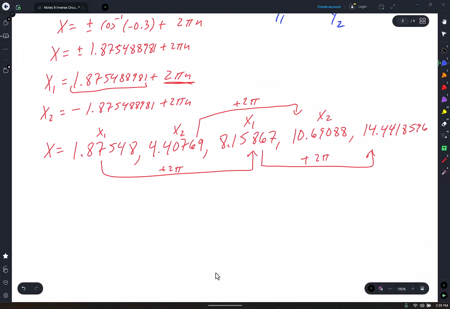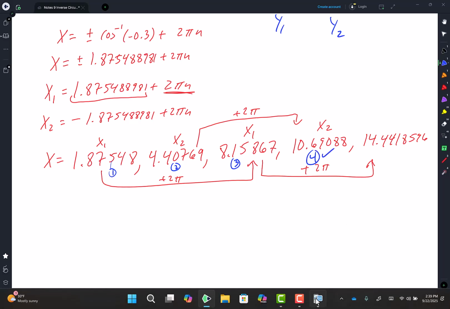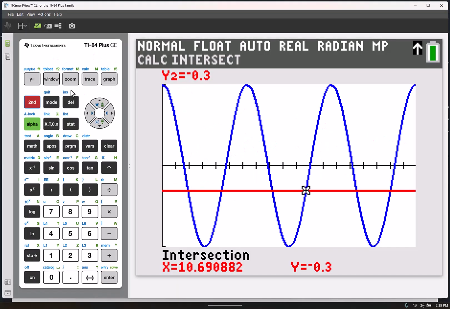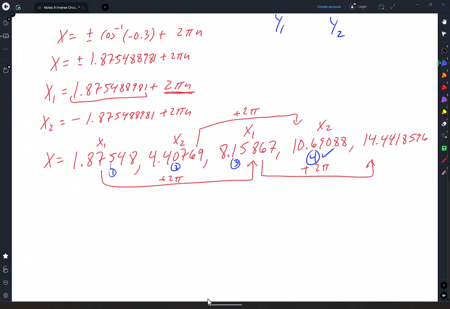Look at that. It is the 1, 2, 3, 4, check mark. Let me check the fifth one, see if it's correct. Second, calculate, number 5. Enter, enter. And I'm going to scroll to the one I want. This is the fifth one. I'm going to push enter. 14.44186. And look at that. Fifth one. 14.44185. Well, mine says 96.